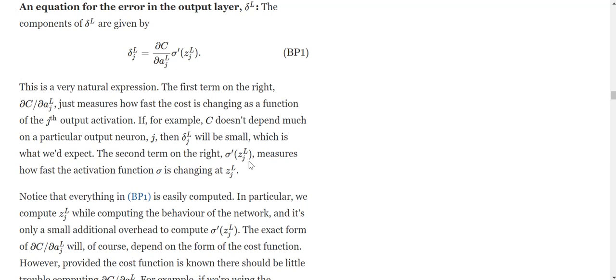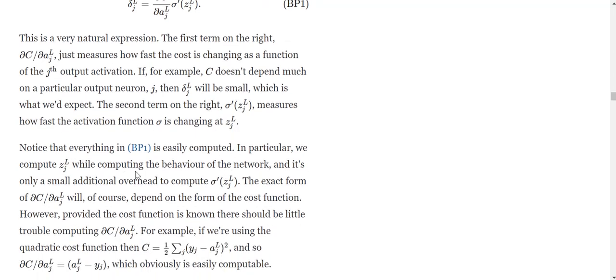The second term on the right, the derivative of sigmoid ZJL, measures how fast the activation function sigmoid is changing at ZJL. If you're familiar with derivatives, first of all, this is the Newton notation. There are two notations. The more commonly seen one, the dy by dx kind, is the Leibniz notation, but this prime notation is Newton's notation, and when you're dealing with obvious derivatives, I prefer this notation because it is quite small. I hope this makes sense.